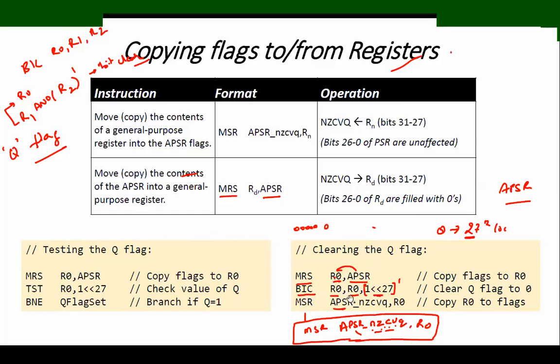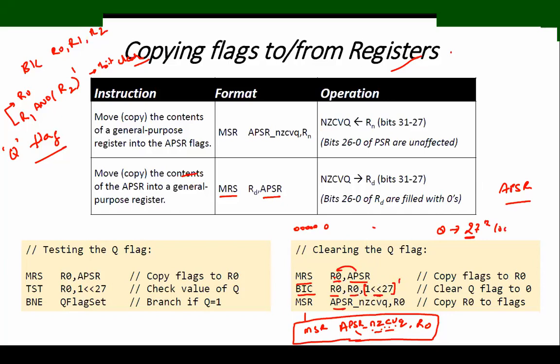So BIC. What I'm going to do is take bits 1 to 27, and I'm going to use R0. In R0, I've already moved the value from the flags. With R0, bit by bit, I'm going to clear it. In this way, the 27th bit, which is the Q flag, is also cleared, which means I am making it 0.